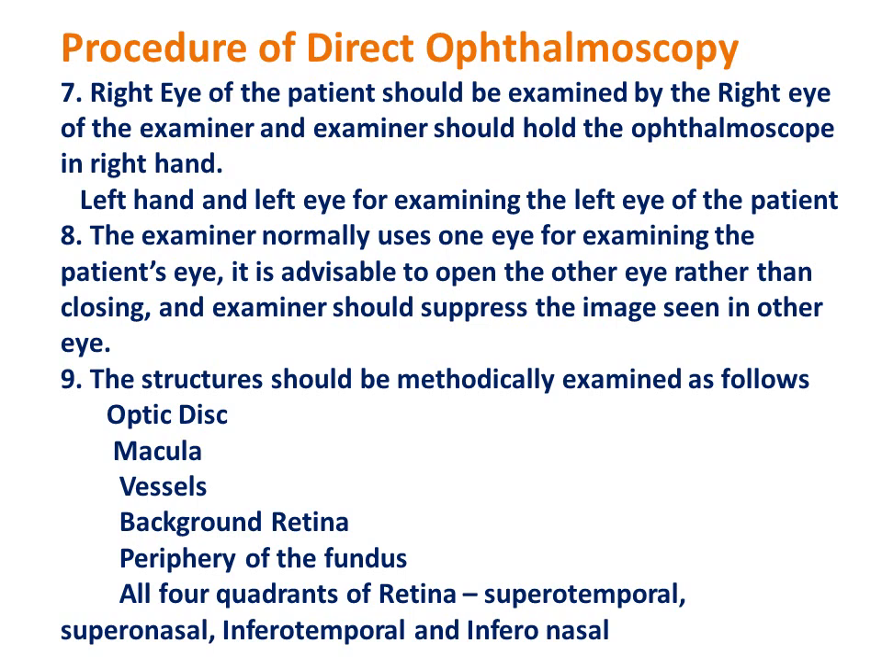Then you have to examine the structures methodically as follows. First, you have to examine the optic disc, its shape and cupping of the disc, and the details of the disc. Then you have to go to the macula. Then you have to assess the vessels of the retina, both arteries and veins.